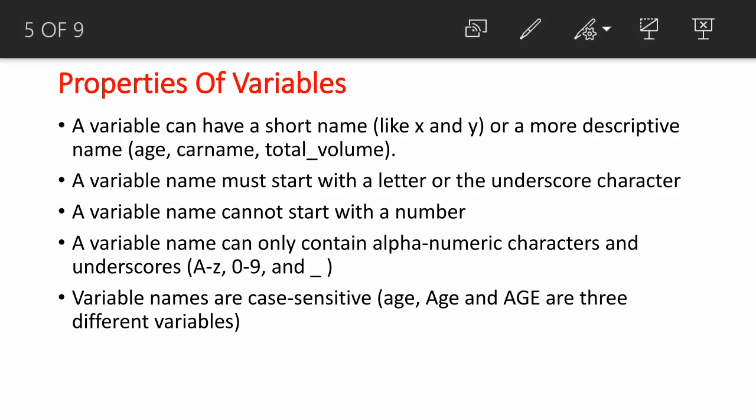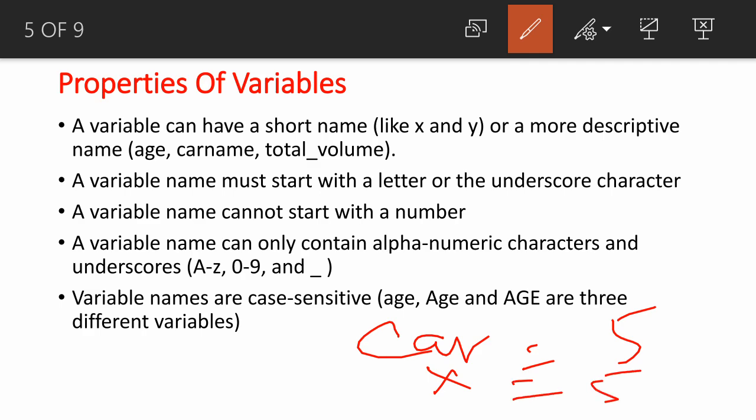Now let's see some things here about variables. First is that a variable can have a short name like x and y, or a more descriptive name. It does not have to be x. I can just say car equal to 5, I'm okay. I can say x equal to 5, it's still okay. It does not just have to be short, x and y. It can be age, it can be a car name, it can be volume, it can be whatever it is that you want to use.